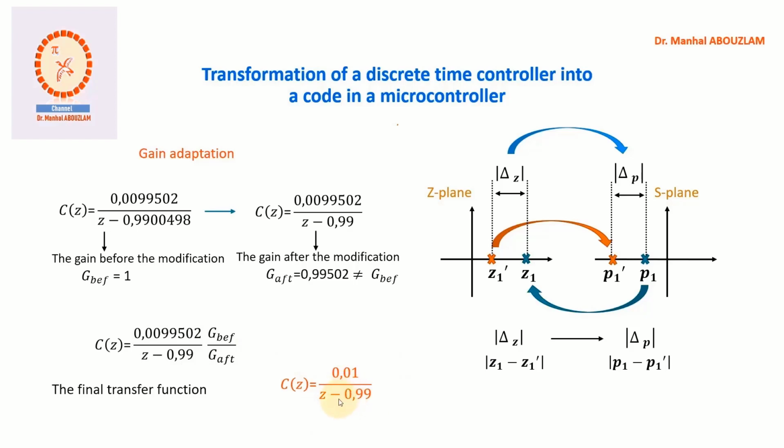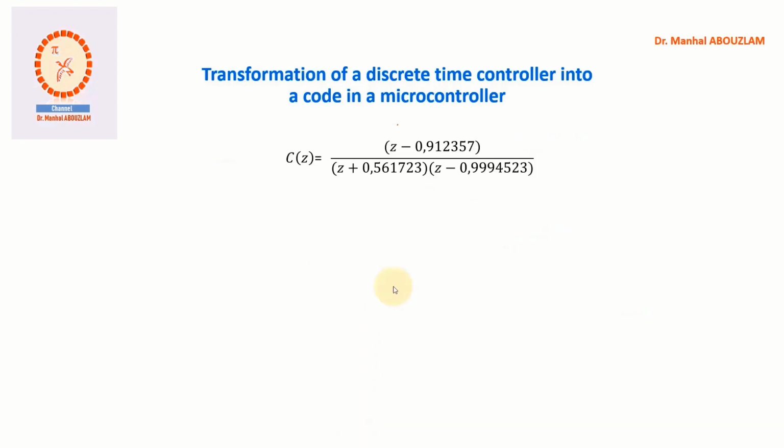As you see here, we kept the same gain before the modification. We can replace z by 1 and we calculate the gain after the modification. We can find it's equal to 1, which is equal to the gain before the modification. Okay, we can propose another numerical example.